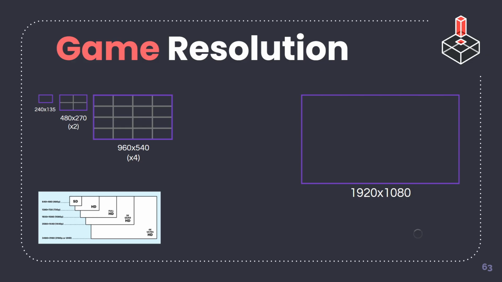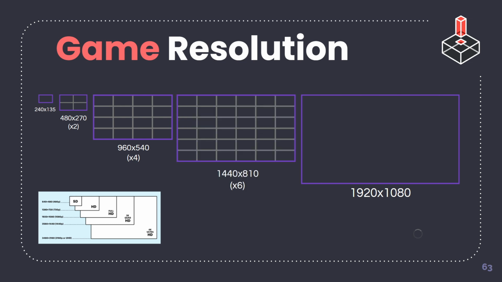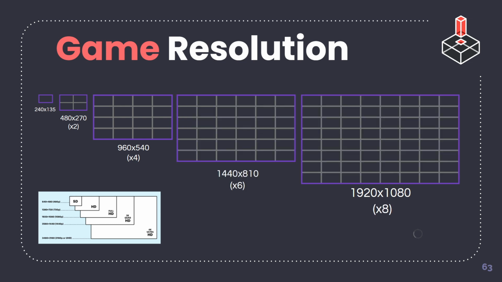Our base times 6 gets 1440 by 810. And our base times 8 gets back to 1920 by 1080. Once you hit 1920 by 1080, you're going to get to 4K and 8K resolution easily, which seems simple, right? Okay, but you may have noticed that this skips over 1280 by 720.